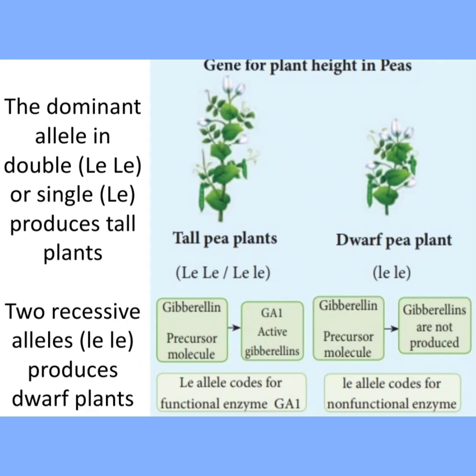And the gibberellin, which is a precursor molecule, forms GA1, which is an active gibberellin which helps in the tallness or the increase in the height of the pea plants. The two recessive alleles, small l and small e, produce dwarf plants. In the dwarf pea plants with the alleles small l small e, small l small e, the precursor is the gibberellin, but this gibberellin does not undergo metabolism and does not form the active gibberellin. Hence the plants are dwarf.